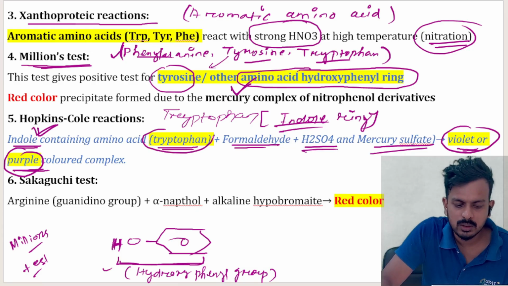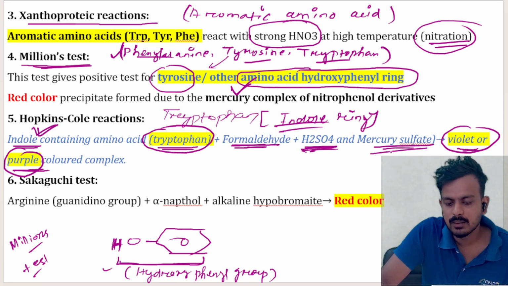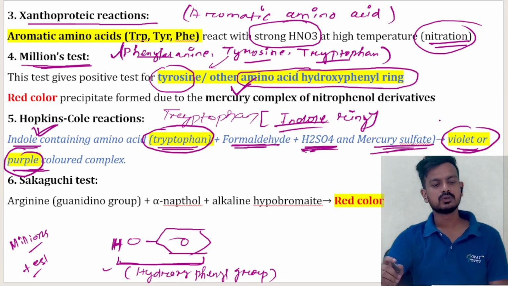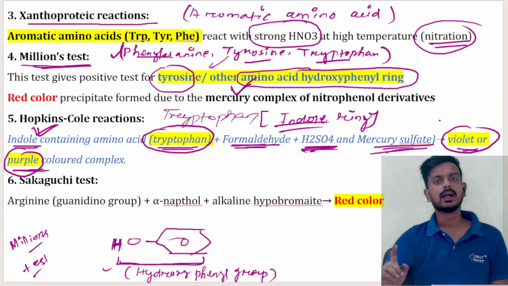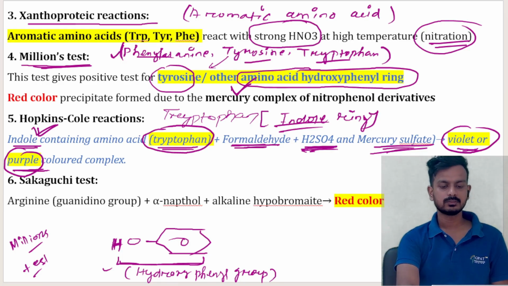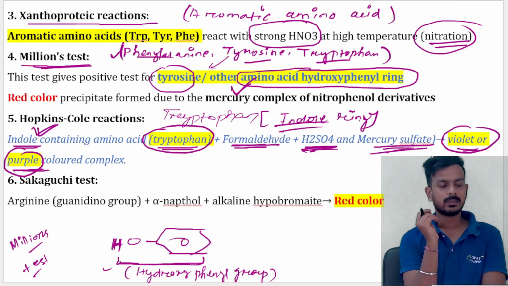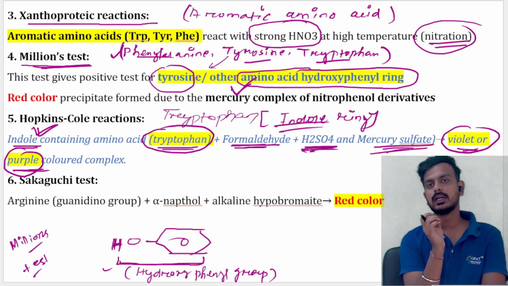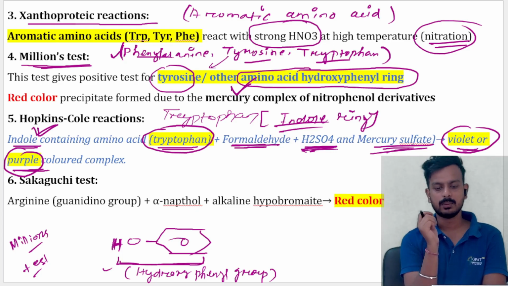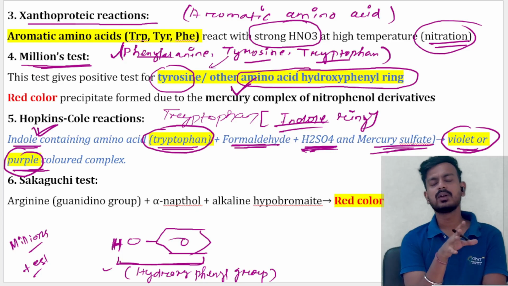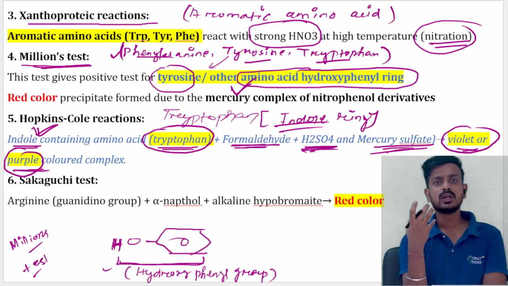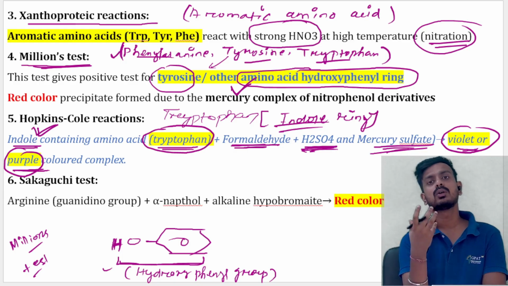Which amino acid has the indole ring? That is tryptophan. When tryptophan reacts with formaldehyde, sulfuric acid, and mercury sulfate, it will lead to a violet to purple color, and that is basically detecting what? That basically detects the tryptophan amino acid having the indole ring. This is a simple fundamental concept. I'm just trying to make your concept clear.